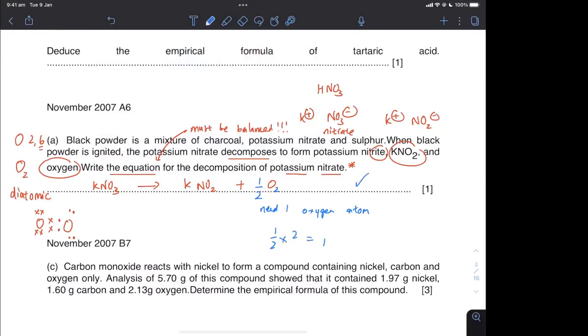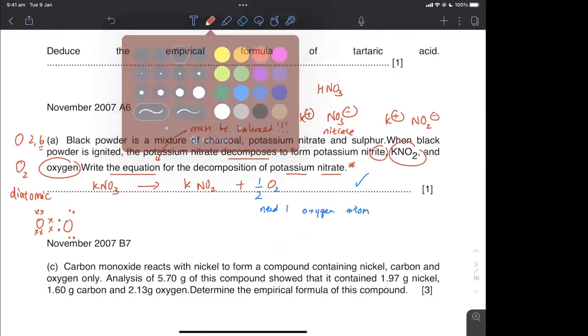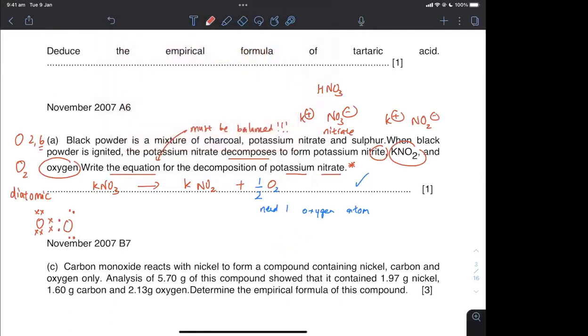Now, some teachers and some students really don't like fractions, okay? I like to work with fractions because it gives you the smallest number possible. You can times 2 both sides, then you get 2KNO3, then you get 2KNO2, then you get O2. Half times 2 is 1.